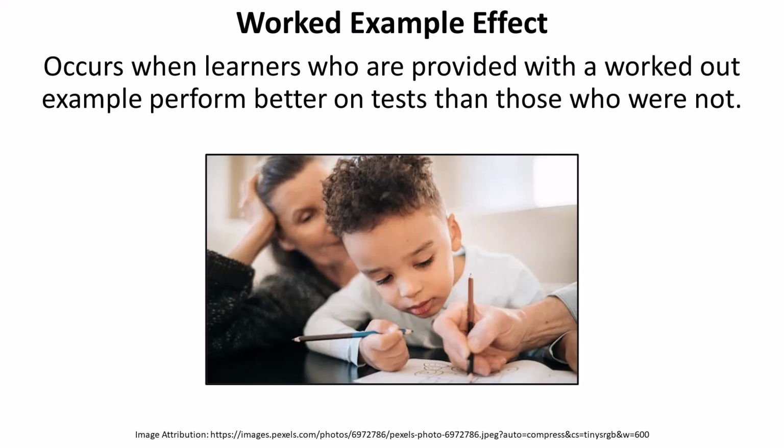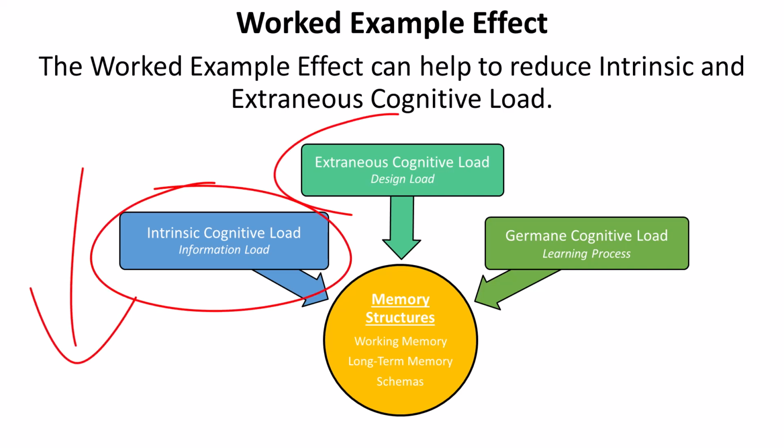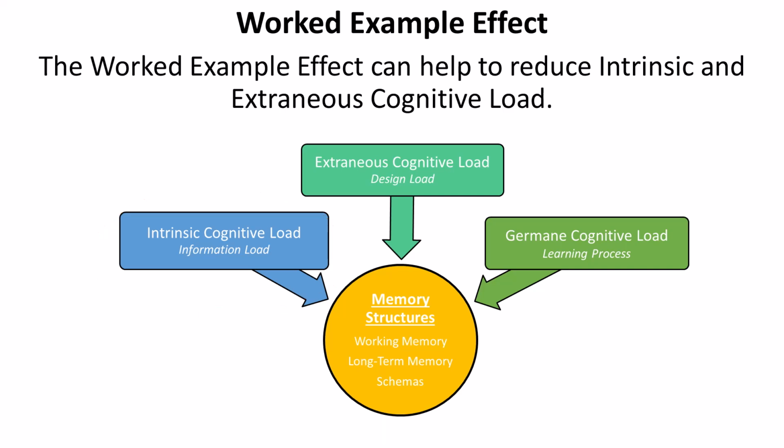Sweller describes the worked example effect as occurring when learners who are provided with a worked out example prior to a test perform better on the test than learners who were only given problems to solve prior to the test. This effect occurs because there is a reduction in both intrinsic and extraneous cognitive load. We are reducing intrinsic cognitive load by reducing the complexity of the information to be learned by providing the worked out example. And we are reducing extraneous cognitive load by providing the cognitive framework for problem solving.